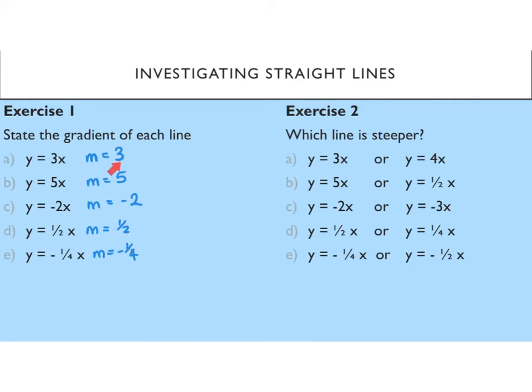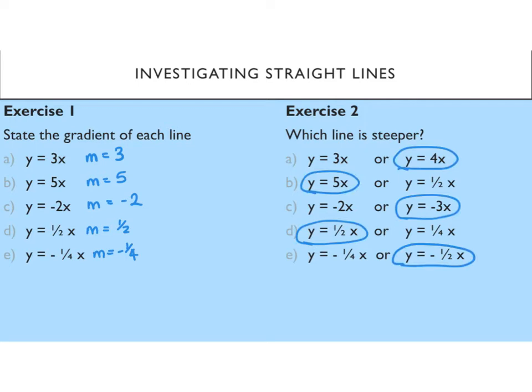Okay, here's your answers for exercise 1. It's quite common for us to see people writing the gradient as 3x. Please, the gradient is just 3. Okay, so none of these answers have got an x on. Okay, and then here's your answers for the ones that are the steeper lines. If there's any of those you got wrong, please tell me and I can show you why each of those answers is the correct one used in the Desmos graphing program.